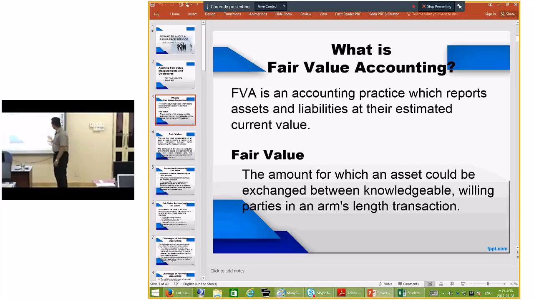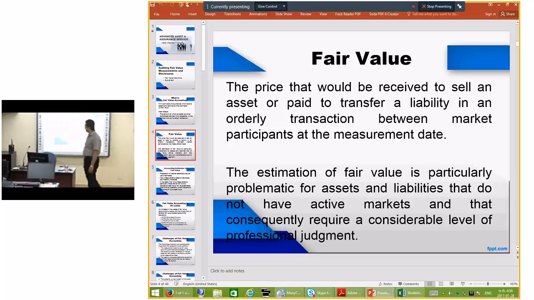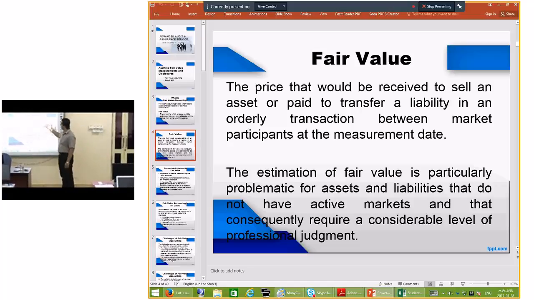So this is the older definition. We can move on to the next, which gives you the new definition. That is more comprehensive, but again the same aspects are there. The price, that is more focused on the market price. Now this is the definition we are using: the price that would be received to sell an asset or pay to transfer a liability. The earlier definition did not discuss the liability. Now this is discussed.